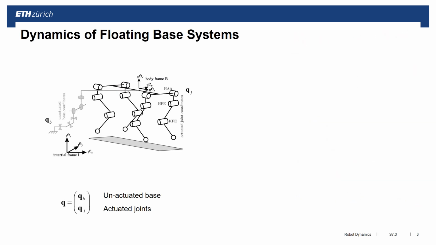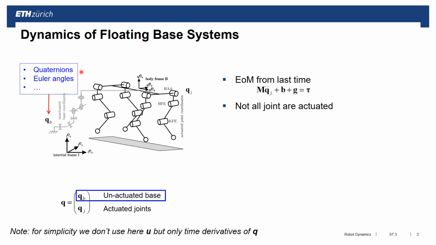So here's again an illustration of a floating-base system, in this case a quadrupedal system. It has a base, which is described by the base coordinates, so this q_b for the unactuated base, and it has joints, which are these 12 joints, so 4 times 3, which are the actuated joint degrees of freedom. If you write now the equations of motion, as I said last time, we had M q double dot plus b plus g equals torque, and now we move on with the fact that not all elements are actuated.